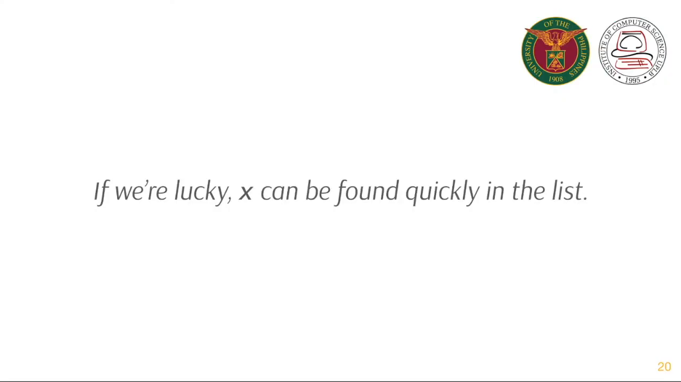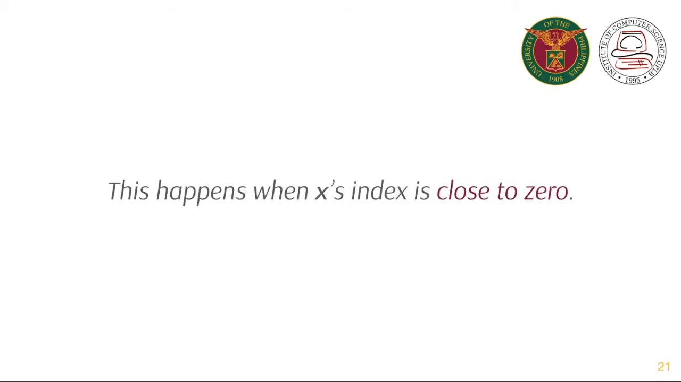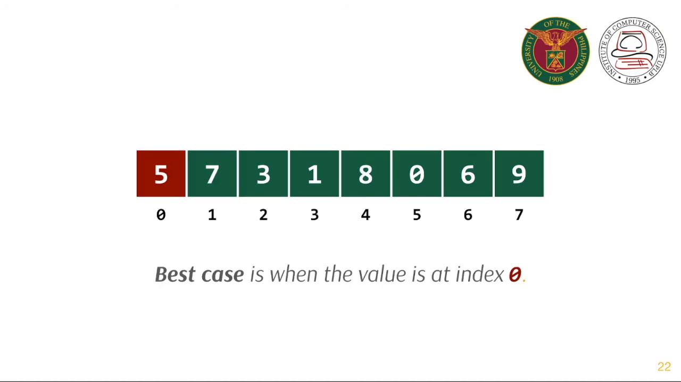The linear search algorithm is very simple to implement, and if we are lucky, the value can be found quickly in the list. This situation happens when the index of the value is close to zero. The best case is when the value is the first item in the list or it is at index zero.